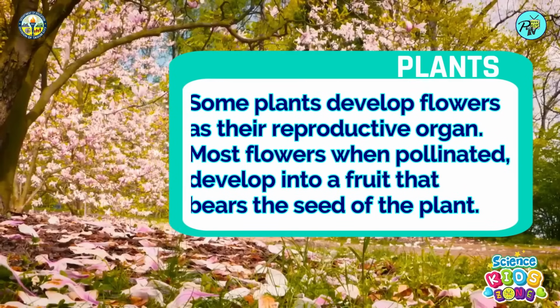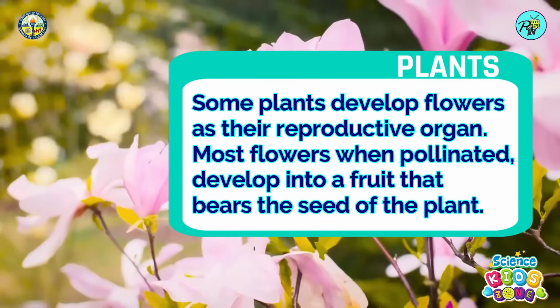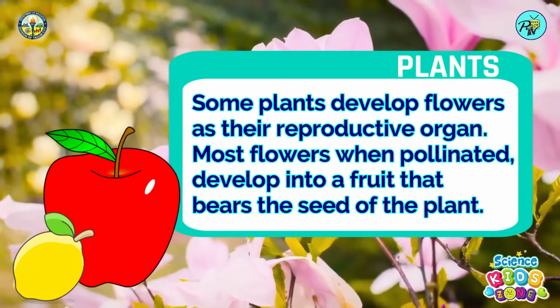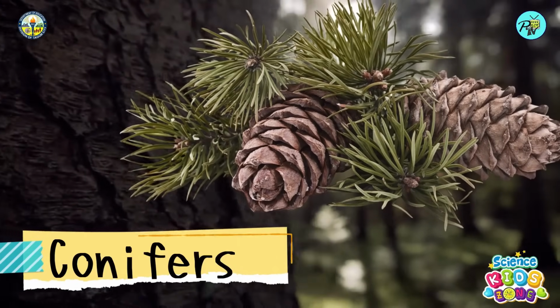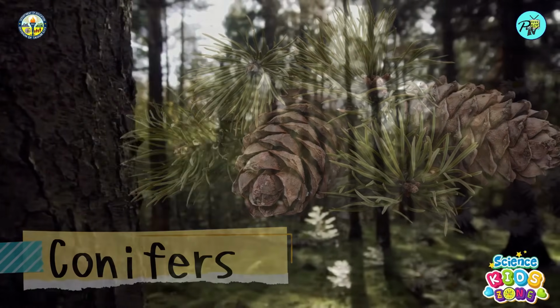Some plants develop flowers as their reproductive organ. Most flowers, when pollinated, develop into a fruit that bears the seed of the plant. But pine cones or conifers are plants that have their seeds in cones.